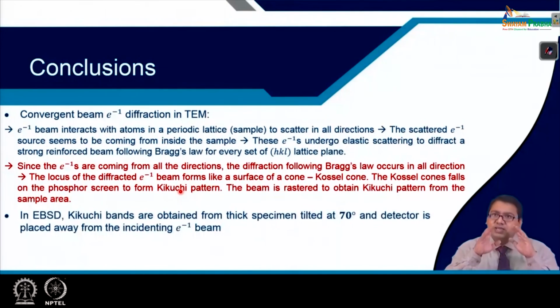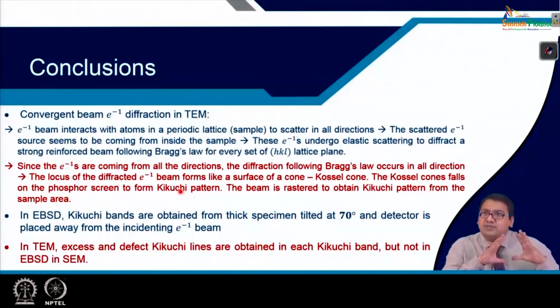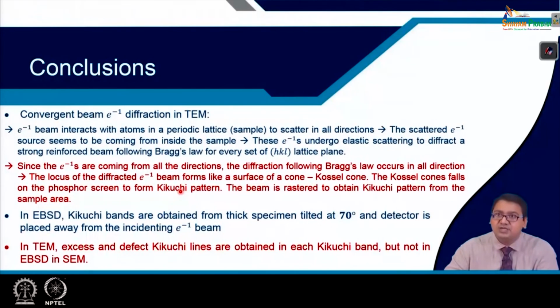Now, in case of EBSD, the Kikuchi pattern is obtained from a thick specimen, and sample preparation of a thick specimen is much easier as compared to TEM sample preparation. The thick specimen is tilted and the detector is now vertical instead of horizontal, which is now away from the electron beam. So, in this case also Kikuchi bands can be obtained, but with a lower angular precision. Because of this difference in the arrangement, in case of TEM, excess and defect patterns are observed. In case of EBSD, no such excess or defect lines are observed.